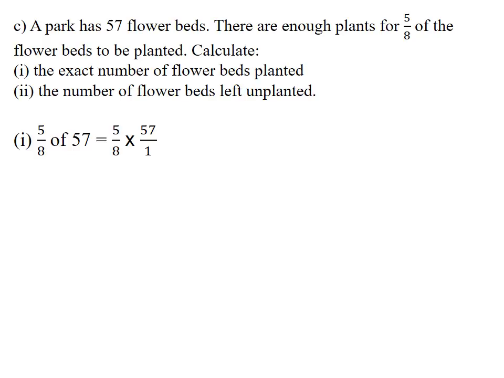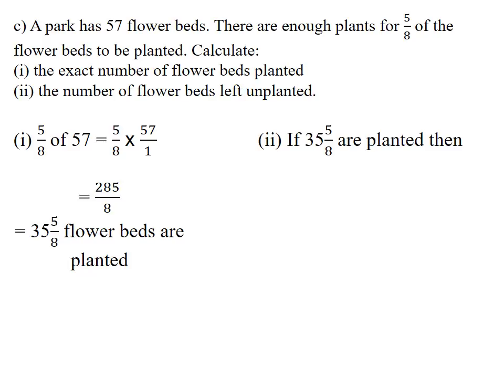Multiply out the top line, that's 5 times 57. 5 times 57 is 285. 8 times 1 is 8. And now we have a division. 285 divided by 8 gives us 35 with 5 remaining, so that's 5/8. So 35 and 5/8 flower beds can be planted.